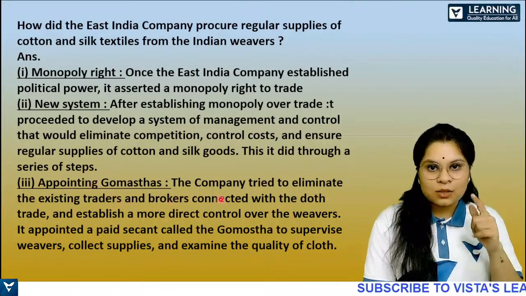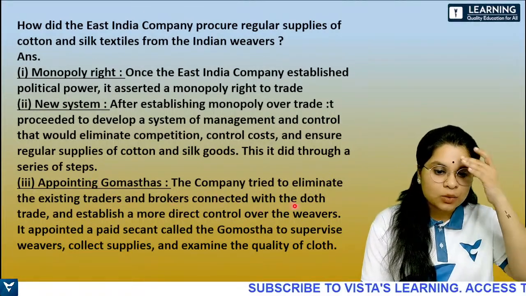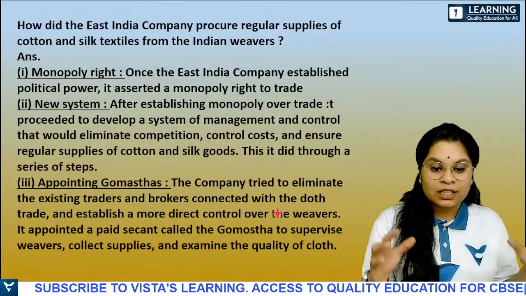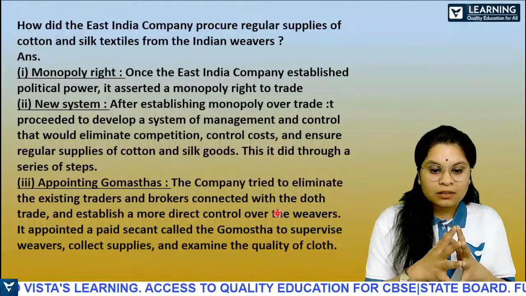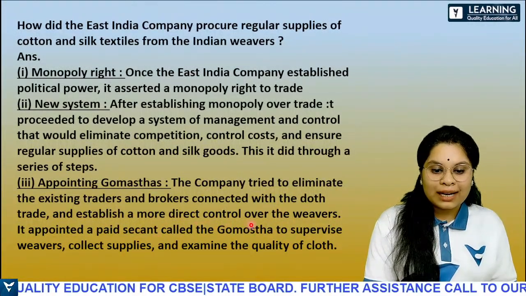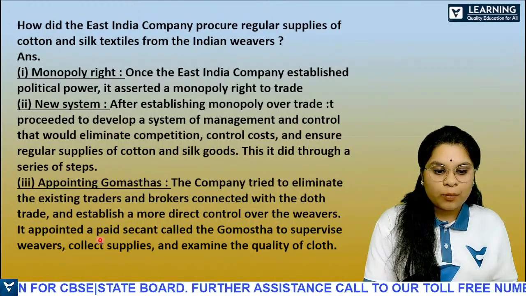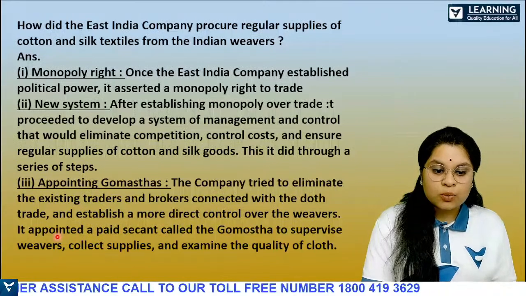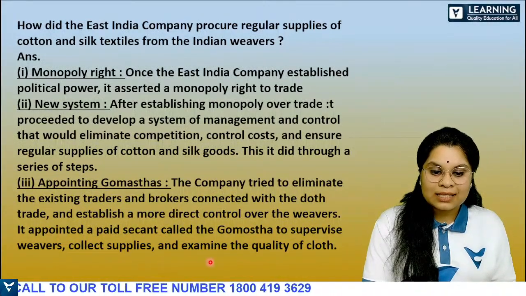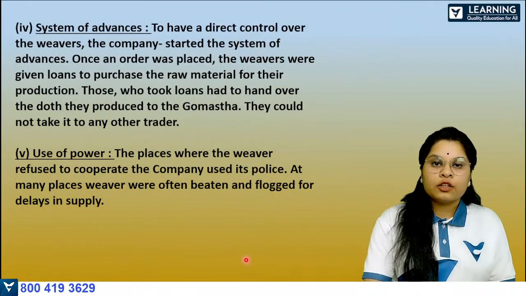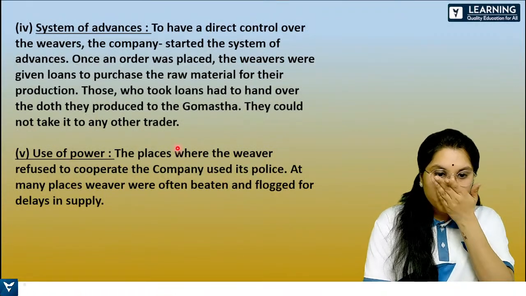Appointing Gomastas is one more thing. The company tried to eliminate the existing traders and brokers connected with the cloth trade and established more direct control over the weavers. So it appointed a paid servant called the Gomasta to supervise weavers, collect supplies, and examine the quality of the cloth. Fourth point, system of advances.